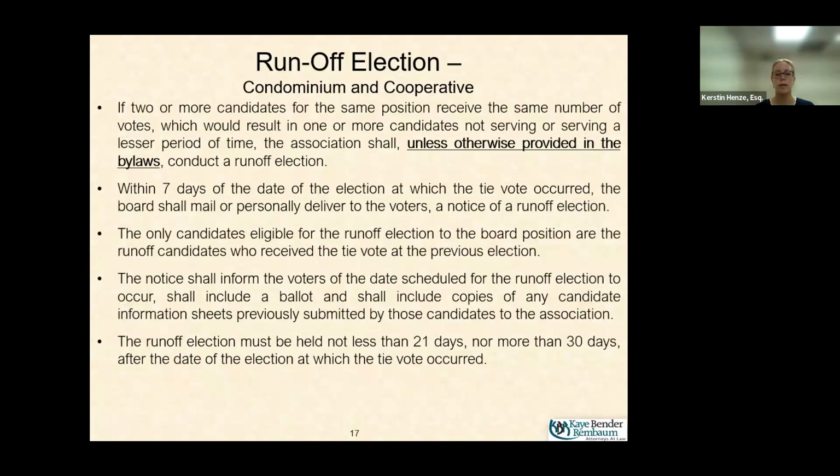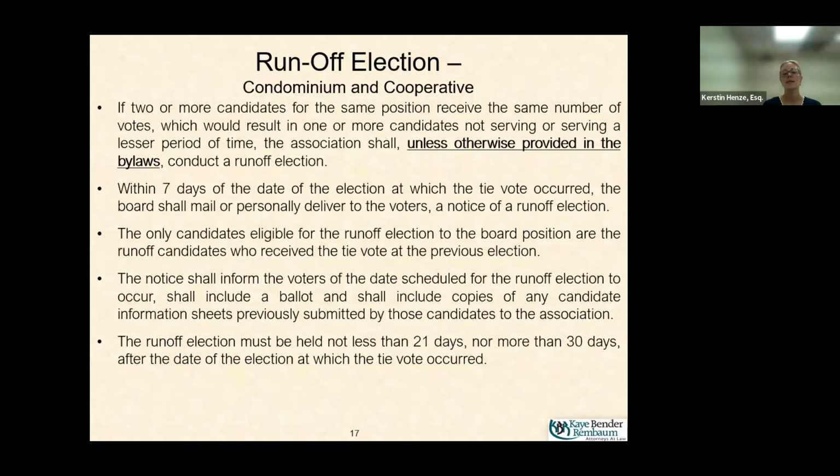Now, if two or more candidates for the same position receive the same number of votes, then you have to conduct a runoff election unless your bylaws say otherwise. Typically, bylaws are silent on this issue, so you'd have to conduct a runoff election in accordance with the administrative code. The administrative code says that your runoff election has to be conducted no less than 21 days, no more than 30 days after the date of the election.